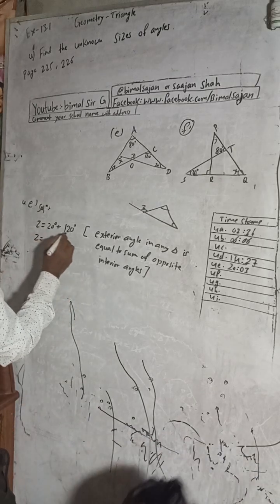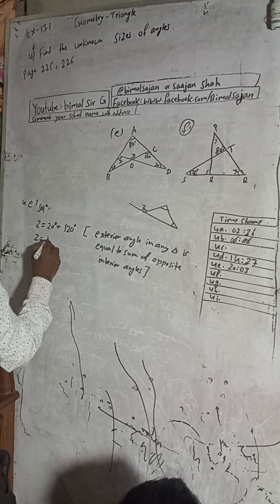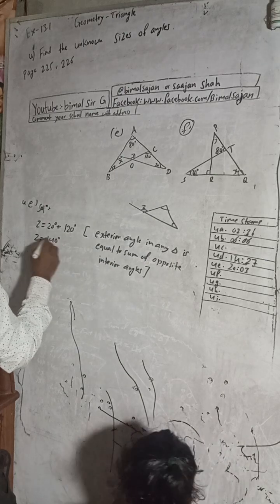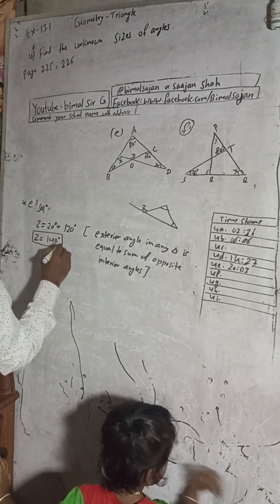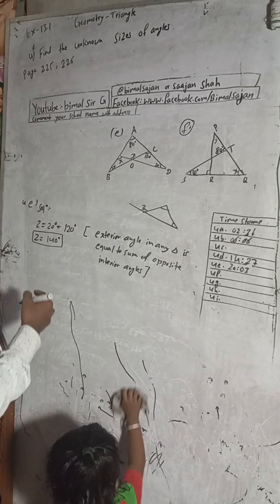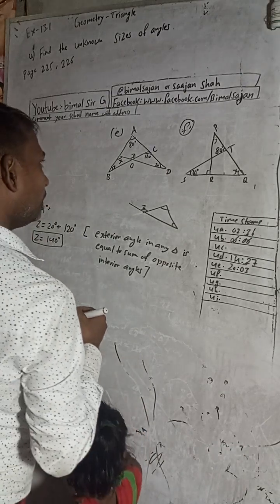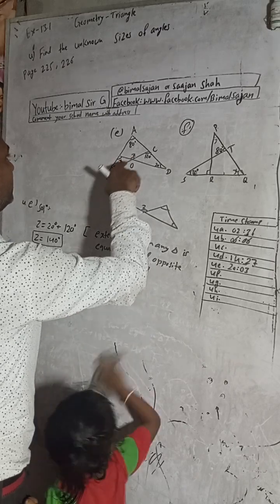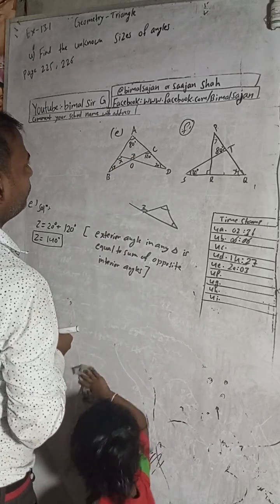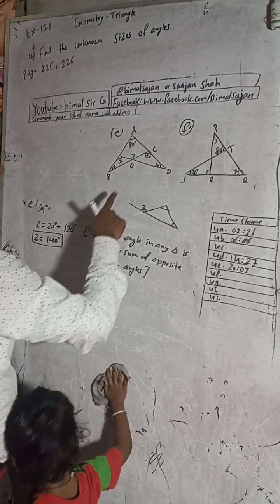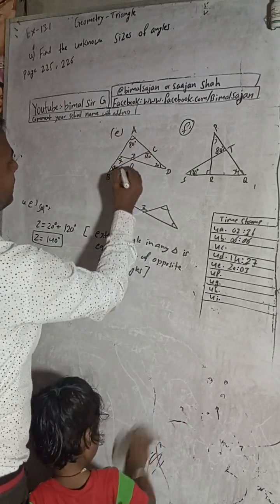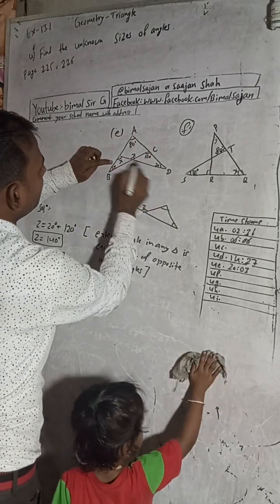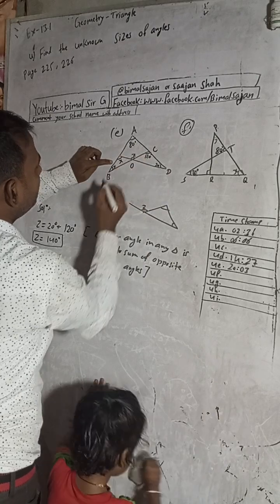So z is equal to 120 plus 20, this is 140 degree. We got z is equal to 140 degree. Now this angle plus this is this, but we don't know both angles. So what we can do, one thing: in this triangle, this bigger triangle here, this angle plus this angle is equal to, what is this?